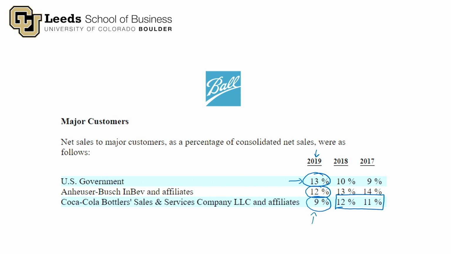So here's Ball's disclosure of their customer concentration. And you can see that their sales are pretty heavily concentrated in these three customers. And so you will not find any disclosure at all if the company is reliant on a great number of customers and no one of those customers represents more than 10% of revenue or accounts receivable.